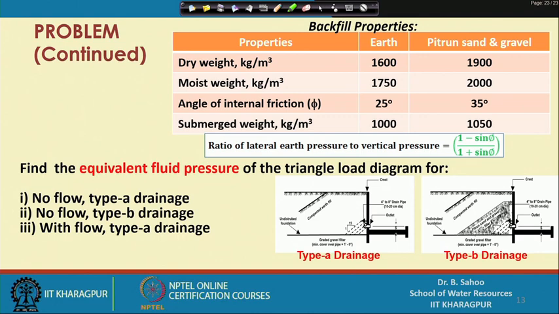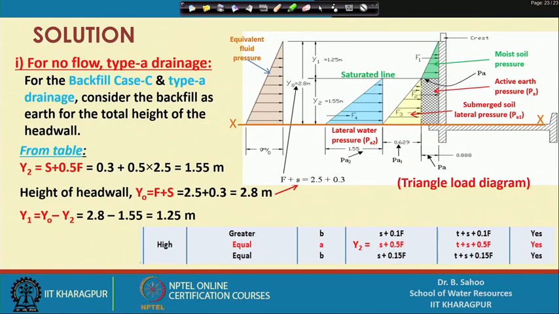So, the question is to find the equivalent fluid pressure of the triangle load diagram for no flow type A drainage, no flow type B drainage and with flow type A drainage. In this figure you can see the first one is type A drainage and the second one is type B drainage, in which case you have to use a bitumen sand and gravel filter. Once these are clear, now you can go for designing. This figure shows a triangle load diagram.